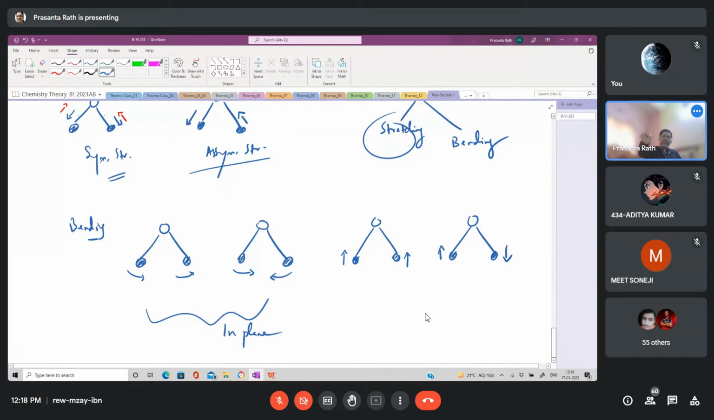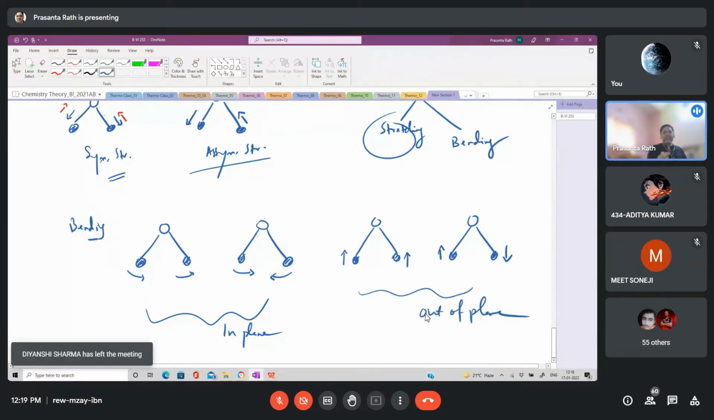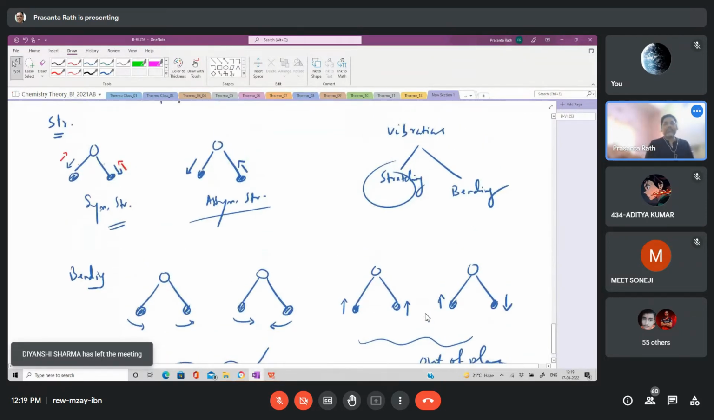Twisting. The previous one, rocking. So different types of vibrations are possible. This is out of plane. So at least these 6 different modes are there with 3 atoms and 2 bonds. But these are the basic modes of vibration.